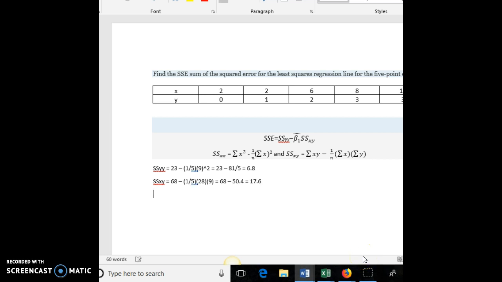All right, now we are ready to do the SSE. We need SSYY first, and that's 6.8. Minus, and now we want the slope that we got in our earlier example, which is 0.34375. I want to multiply that times SSXY, which we got was 17.6. And now we'll just let our calculator do the work. We get that our squared error is 0.75, which is not too bad, not too shabby.